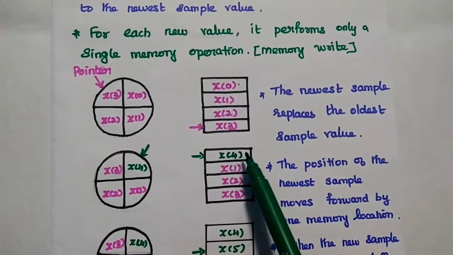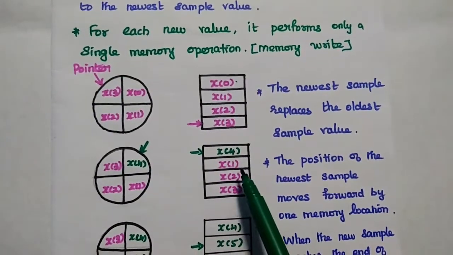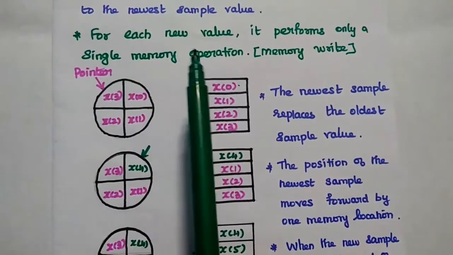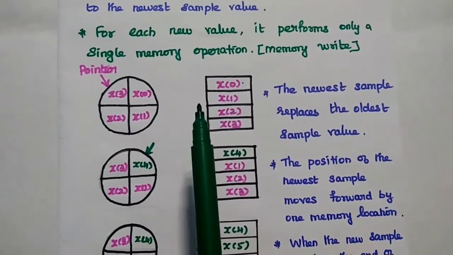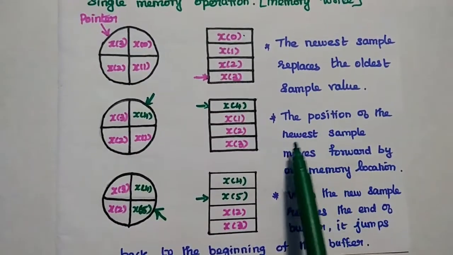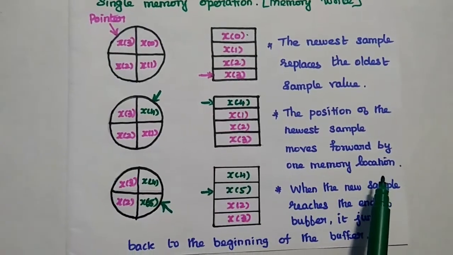So x of 4 is stored in this x of 0 position. There is no change in x of 1, x of 2, x of 3. That's what is given here. For each new value, it performs only a single memory write operation. Do you all understand that? So the position of the newest sample moves forward by one memory location.